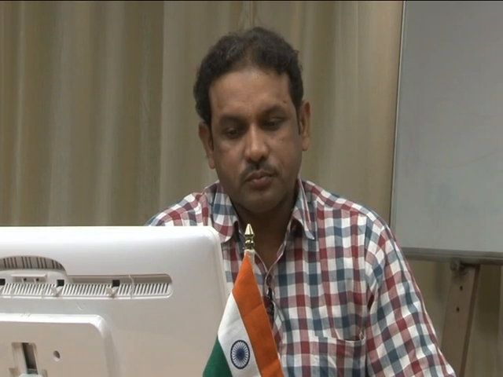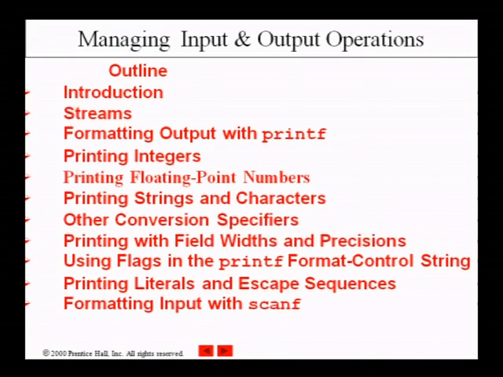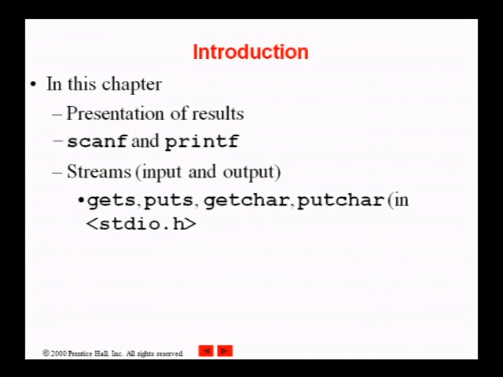So here is the outline of the entire chapter: introduction, streams, formatting output with printf, then how to print integers, printing floating point numbers, printing strings and characters, then other conversion specifiers, printing with field widths and precisions. We want to print 8 digits or 4 digits and so on. Then using flags in the printf format control string, printing literals and escape sequences, and formatting input with scanf. So these are the topics we'll be discussing in today's session.